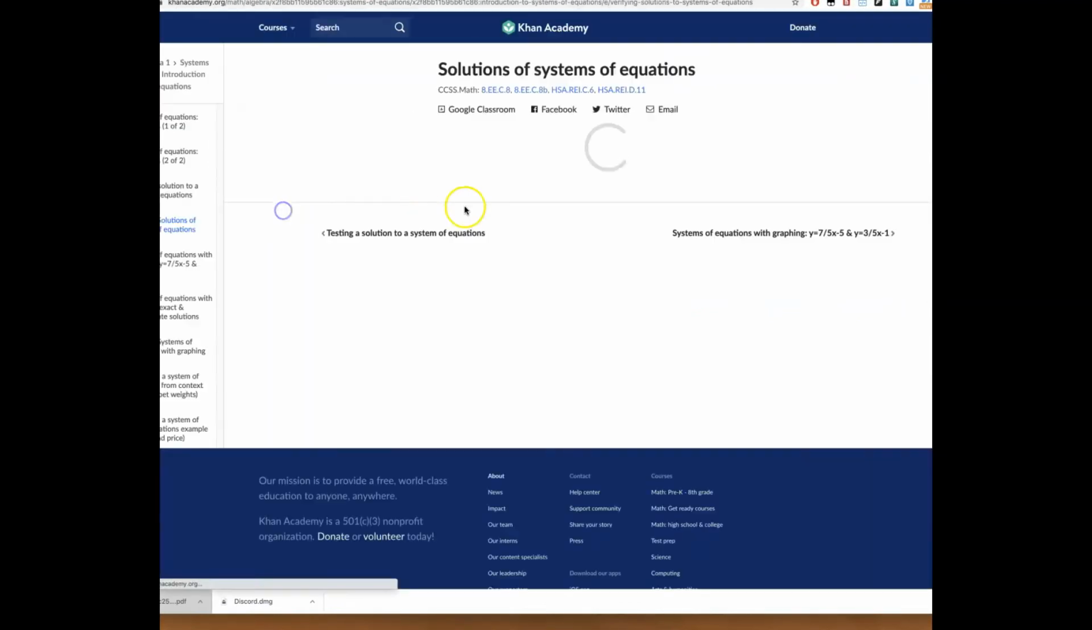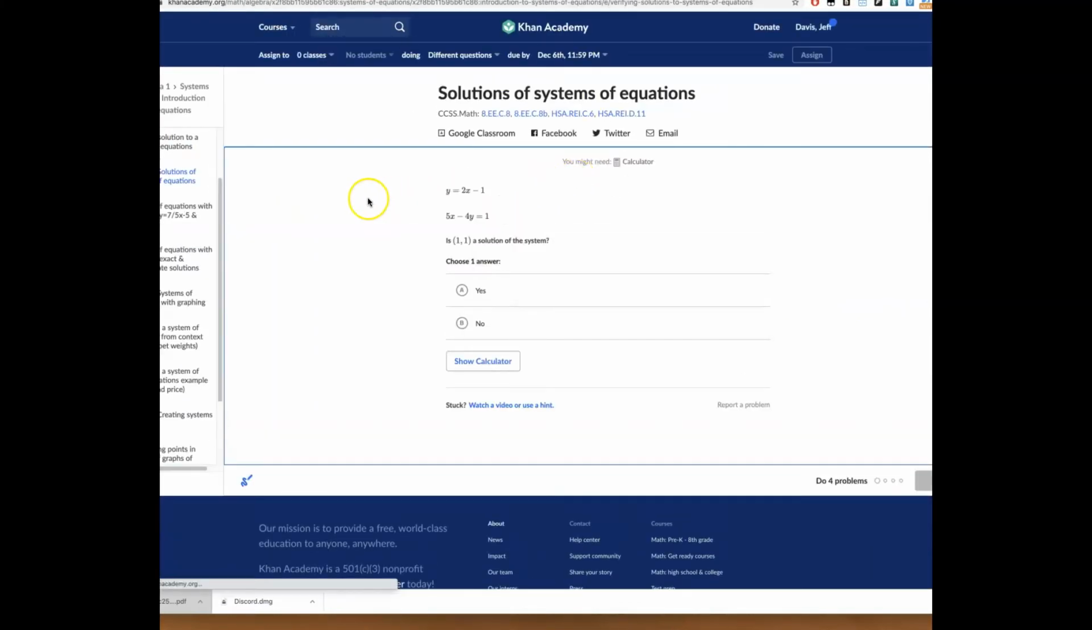Alright, I'm going to try to make a video here of a couple sections. So this is solutions of systems of equations. What they're doing here is just giving you a pair of numbers, and your job is to tell them if it's a solution. Well, if it's a solution, when you plug in the pair of numbers for x and y, it'll make both equations true. So the first number is x, second number is y.